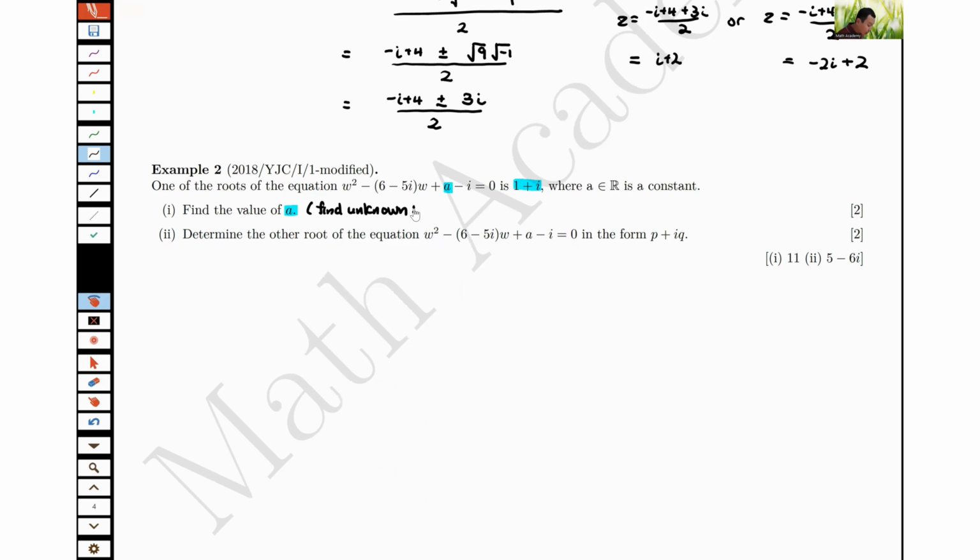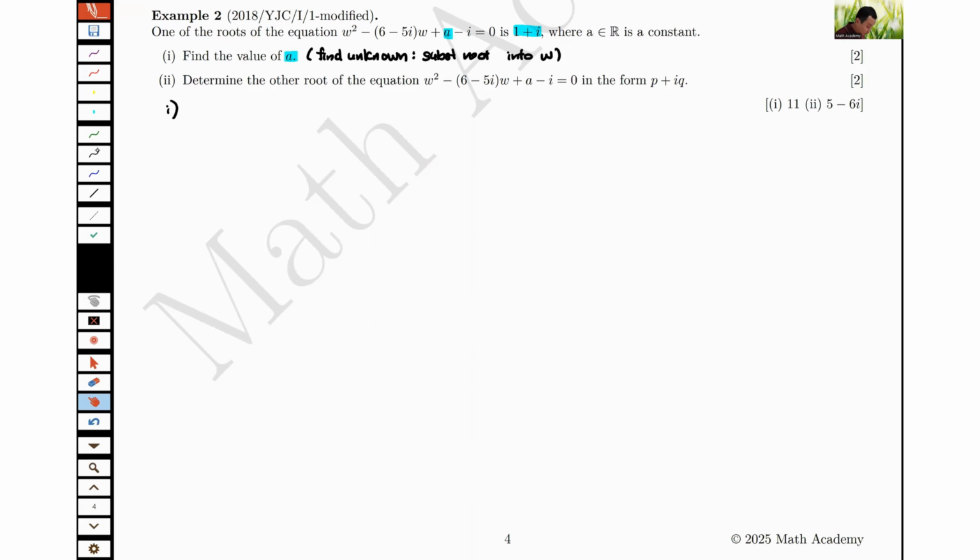Finding unknown, the default strategy is to substitute the root into your W. Okay, so we take the 1 plus I, we put it to our W equations over here. That should be the default strategy to find unknown, not to find roots. Okay, so part 1, we are going to start with that. Okay, and we will say we substitute your 1 plus I into W.